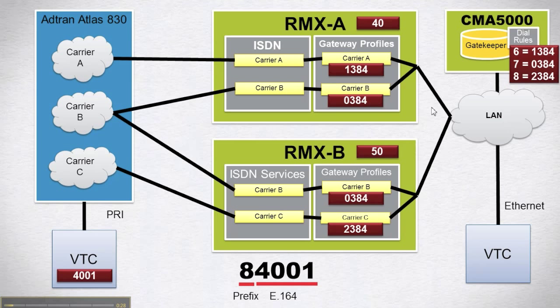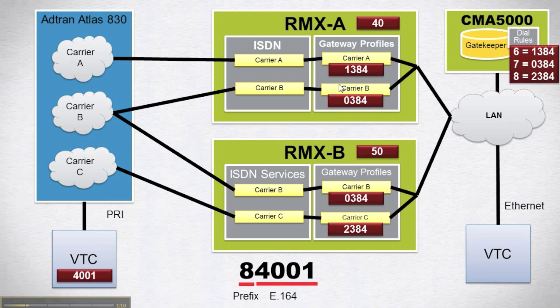So here, let me just go over what I have for a diagram. Let's start again to the right. I have a VTC system, which is actually an HDX system that's connected via Ethernet to my local area network. I also have a CMA5000, which is serving as my gatekeeper. Within that gatekeeper, I have some dial rules, and I'm going to cover these. As you can see, the dial rules are programmed as 6 equals a prefix of 1384, which we had last time set over here, still on RMXA with a prefix of 40.